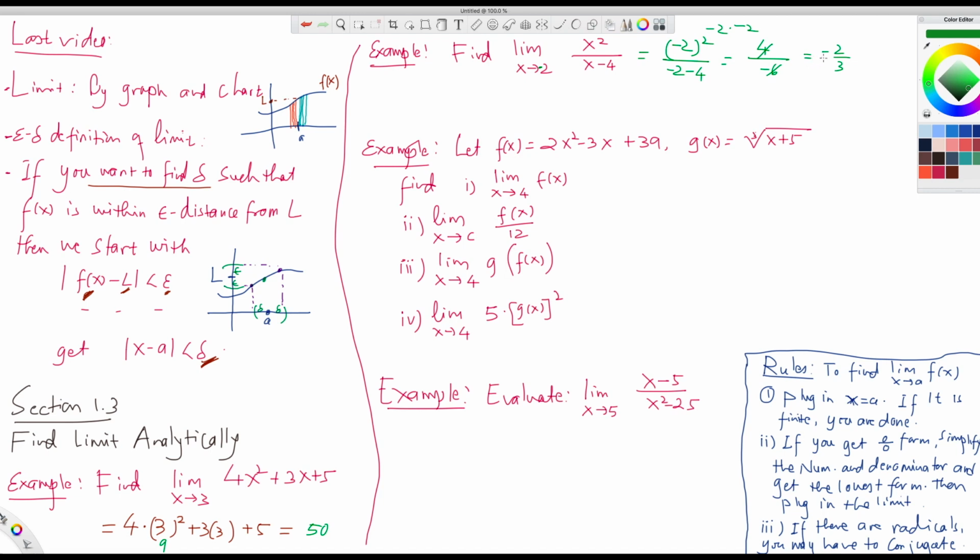But graphically, what does that mean? That means if you are close to -2, then the height of the function will be close to negative 2/3. That's what it means. That is below the x-axis because it is negative, right?